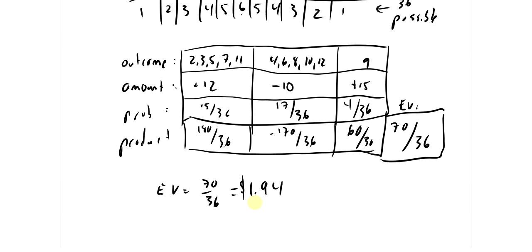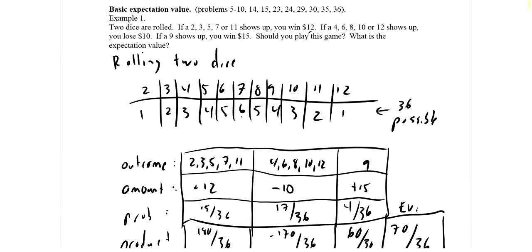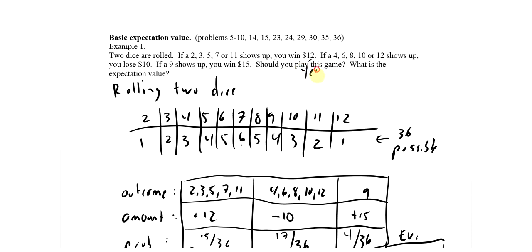So what does that mean? That means that if you played this game, on average, you would win $1.94 every time you played. Pretty good deal. So if you played it 10 times, you'd probably win about $19.40, maybe a little more, maybe a little less. If you played 100 times, you'd probably win around $194. So, should you play this game? Yes. You win a lot of money. The expectation value is $1.94. On average, that's how much you win each time you play the game.